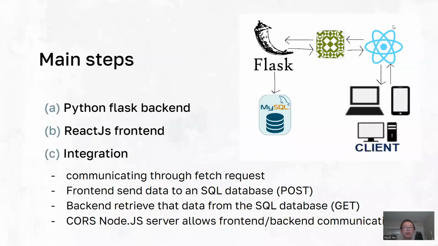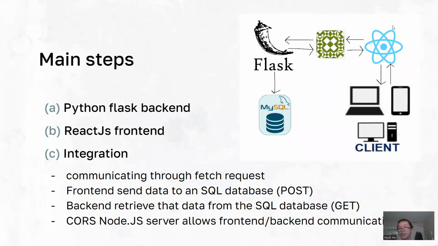Okay, so for the main steps, we have Python Flask backend, React.js as frontend, and for integration, they're communicated through fetch request. For example, frontend sends data to an SQL database, which is a post request, and backend retrieves that data from the SQL database, which is a GET request. And altogether, CORS Node.js server allows frontend/backend communication.